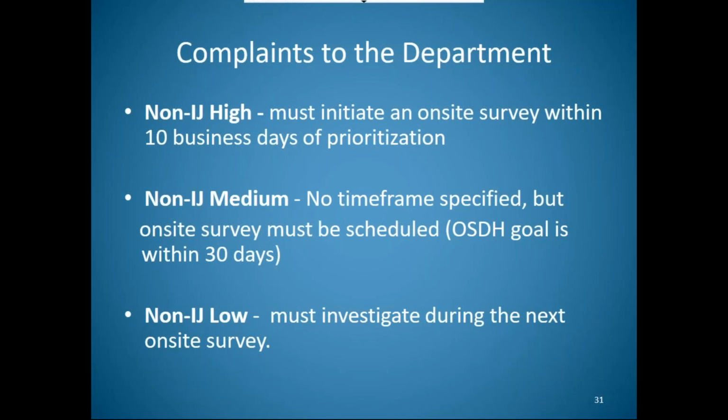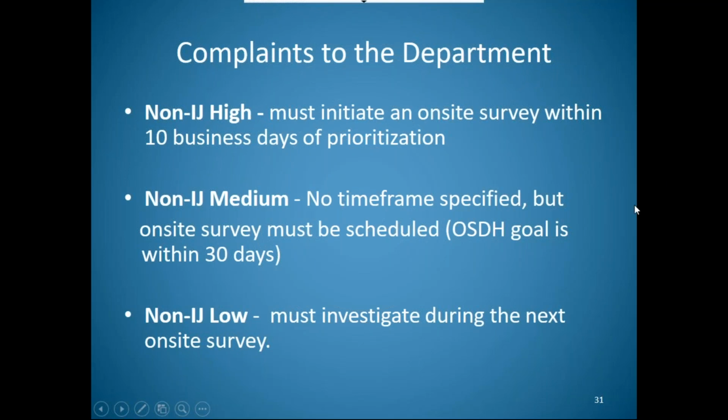And then we have a non-IJ low. These have to be investigated during the next on-site survey, which means it could be a whole year that these are held on to. If you walked out of the recertification, you're past the follow-up, and you don't get another complaint until the next recertification, it can be investigated at that time, unless the agency has time and can go ahead and do an on-site. But these can also be investigated along with any other investigation that comes in.